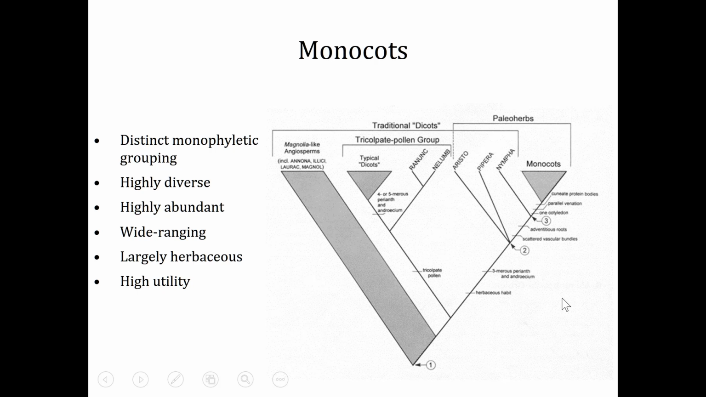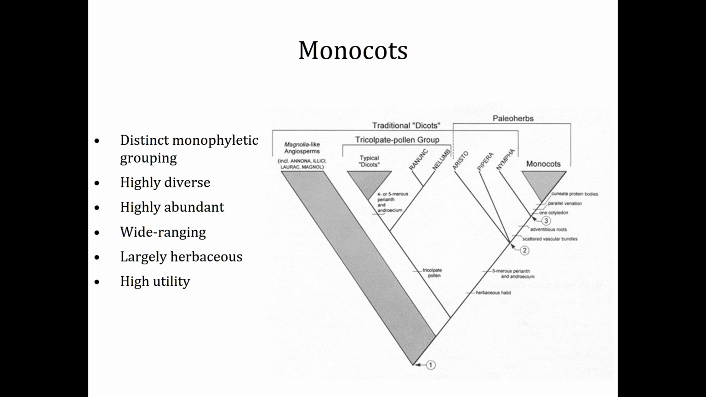And notice that one of the distinctive features here of monocots and these paleoherbs is that they're all or mostly herbaceous. So this is a trait that arose early on in the phylogenetic history of these groups. And so what we'll see when we get to the monocots is that pretty much all of them are herbaceous. Again, I mentioned that there's one cotyledon, there's parallel venation. These traits arose as distinct in the monocots. There are a few exceptions as we go on.